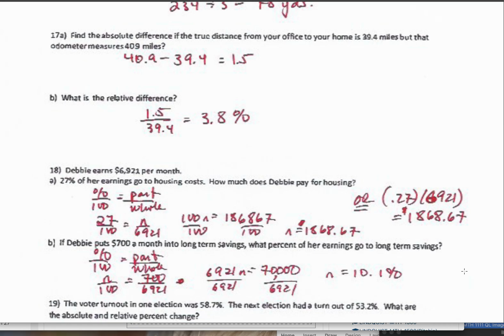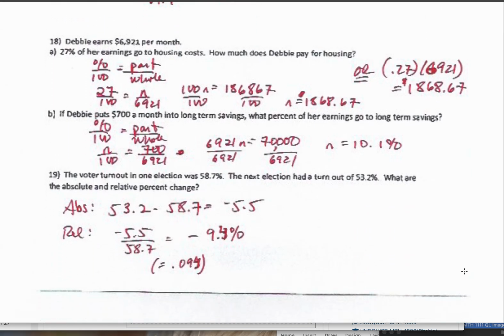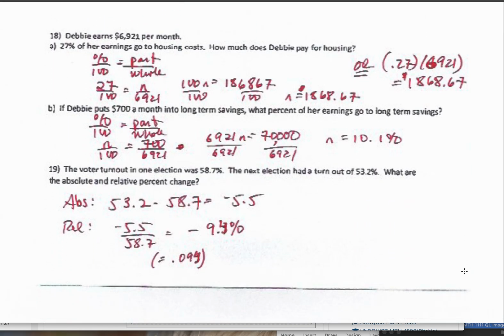Next up, Debbie earns $69.21 per month. Debbie got a raise. 27% of her earnings go to housing costs. I guess she got a little better house too, because she's still 27%. Or that or her rent or her mortgage went up, one or the other. How much does Debbie pay for housing?